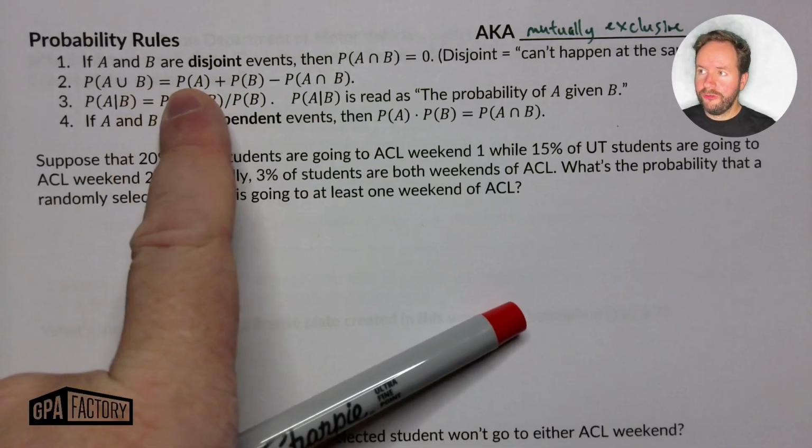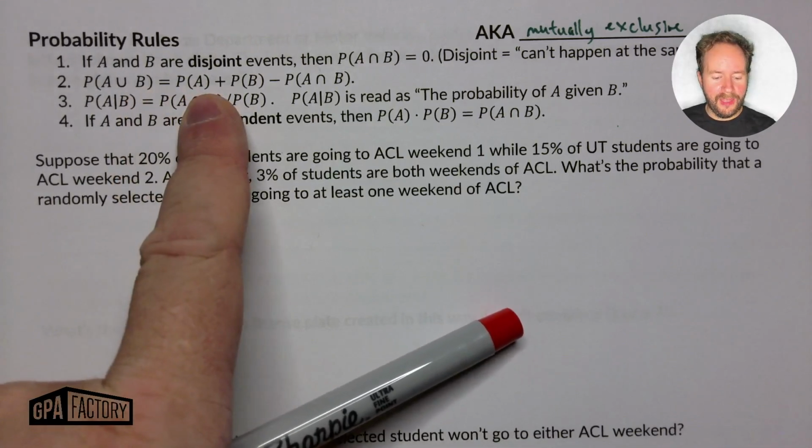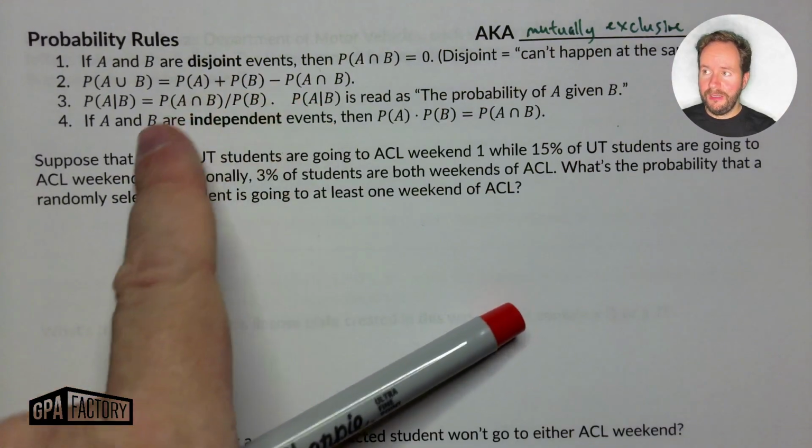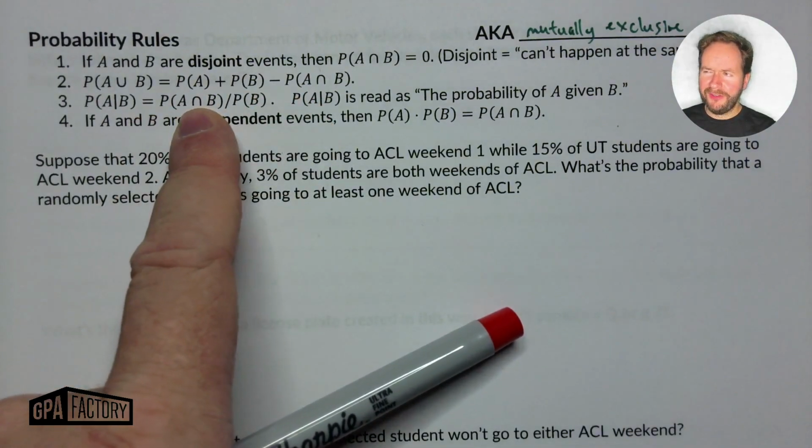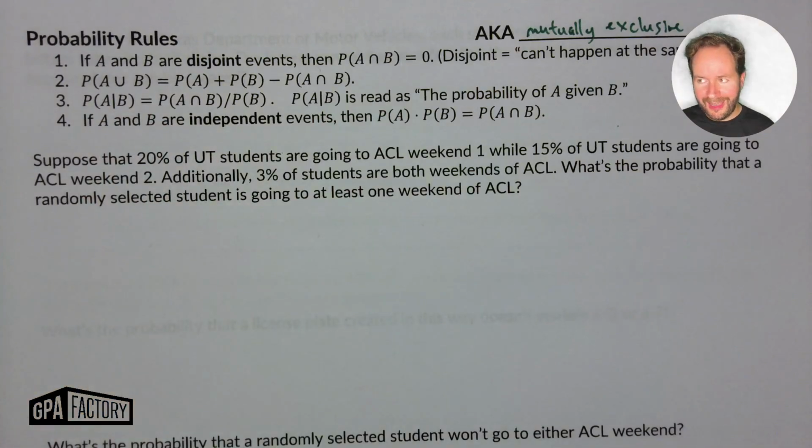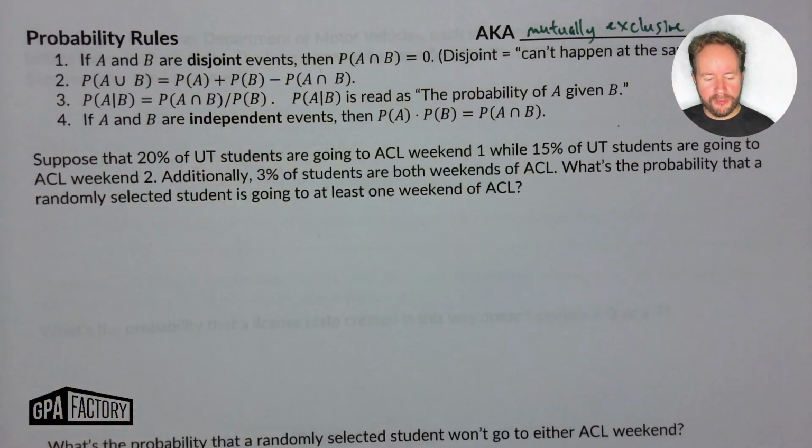This is the addition rule. So A or B is A plus B minus A intersect B. This is the conditional probability. We'll get there in a second. We're not going to use 3, not too much just yet. And then independent, again, we'll get there as well. We're not going to use these rules too much, but I'll kind of invoke them as we need to.